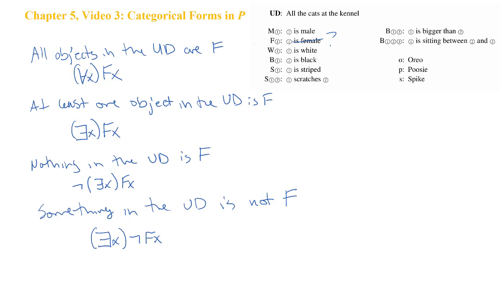All objects in the universe of discourse are F for the top one. At least one object in the universe of discourse is F. It is not the case that there exists an object in the universe of discourse that is F, or more simply, nothing in the universe of discourse is F, and finally, something in the universe of discourse is not F. So as we change the membership of the universe of discourse, as we change the set of objects that we're talking about, and as we change the meanings or interpretations of the predicate letters, we fill in with more specificity what these four forms mean.